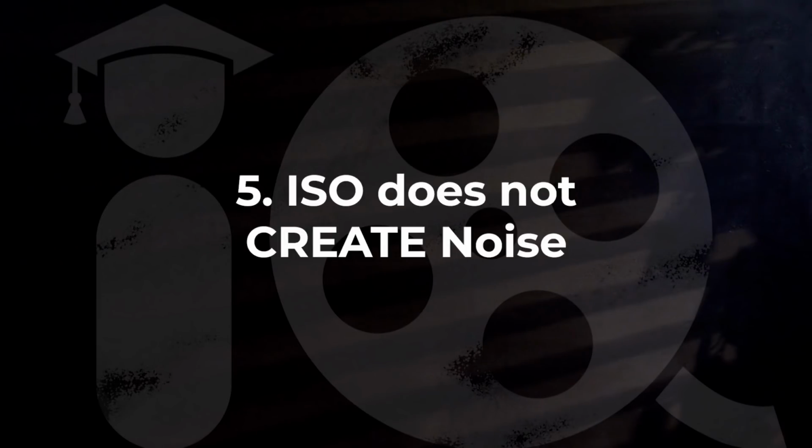Number 5, ISO does not create noise. In every exposure triangle diagram, you see the effects of shutter speed, which is motion blur, the effects of aperture, which is depth of field, and the effects of ISO, which is increased noise. But ISO doesn't create noise. It merely amplifies what noise is already there.